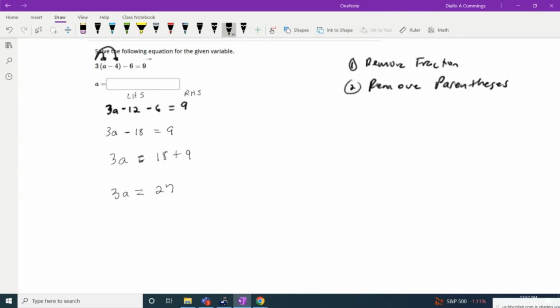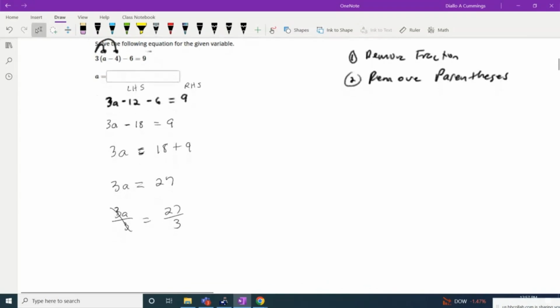The next thing I'm going to do is isolate my variable, which means that we want to solve this equation for a, not for 3a. So the opposite of multiplying a by 3 is to divide by 3. Whatever you do to one side, you must do the same thing to the other. So I'm going to divide both sides by 3. On the left-hand side, the 3's cancel, so I'm left with a. And 27 divided by 3 is 9. All right, so for this example, a is going to equal 9.